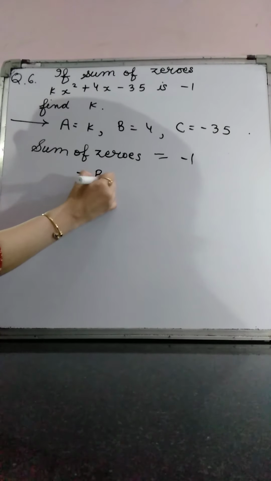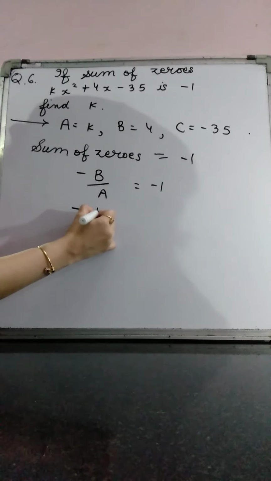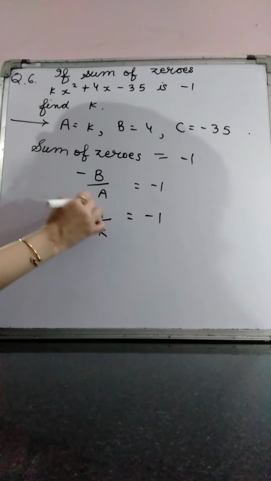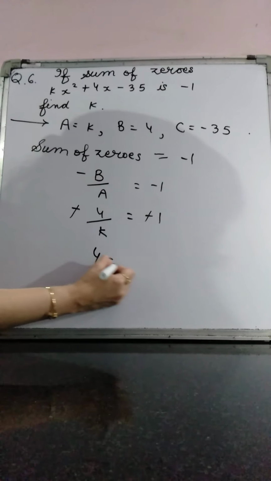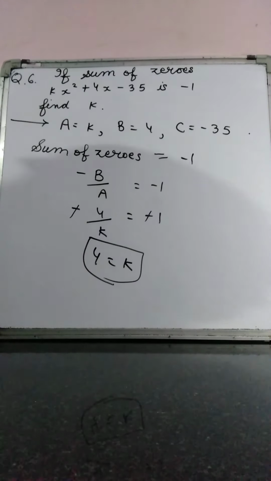The formula of sum of zeros is minus b by a. The value of b is 4, the value of a is k. Cancel minus and minus, cross multiply, and your answer is the value of k is 4.